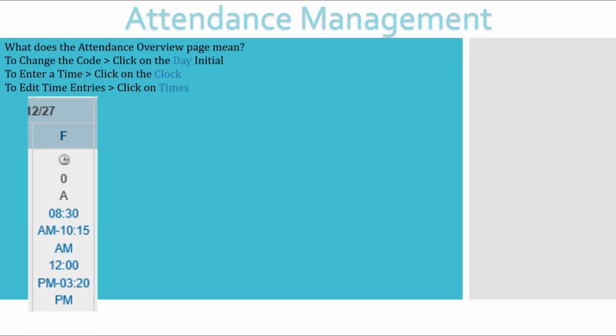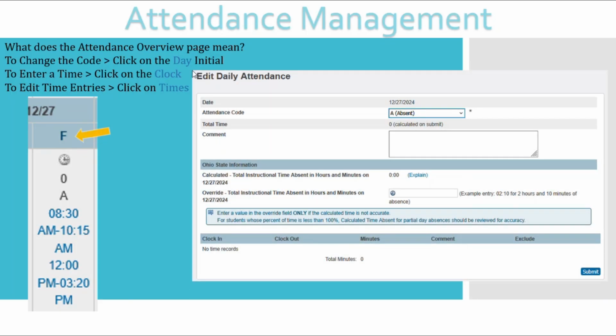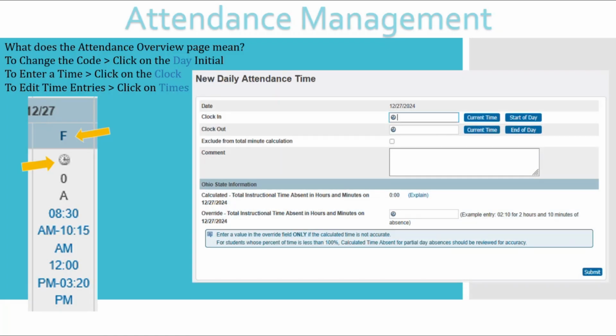And then just a little bit about the attendance overview page, because I know this page can get pretty confusing. So if you want to change the code, you're going to click on the actual day initial. And then that is going to bring up the box for you to update your code in your comment. Then if you want to enter a time, you will click on the clock. And then your clock is going to allow you to put in your time information and then what we would call a time comment. So if you have a partial day, you're going to put in your times and you're going to put in your comments.